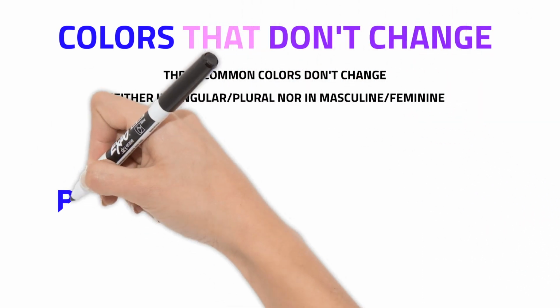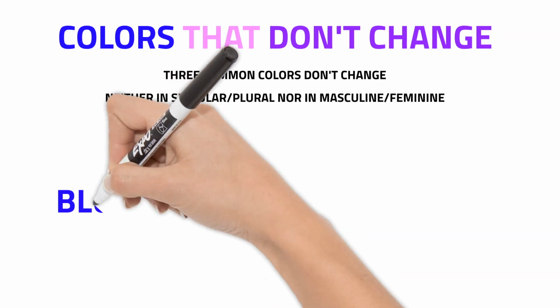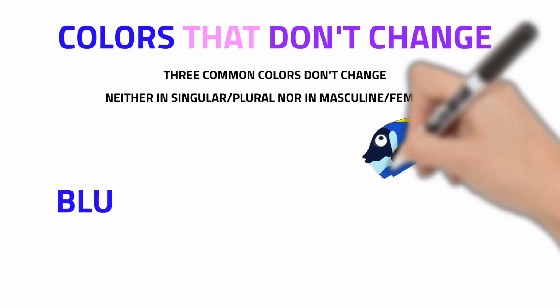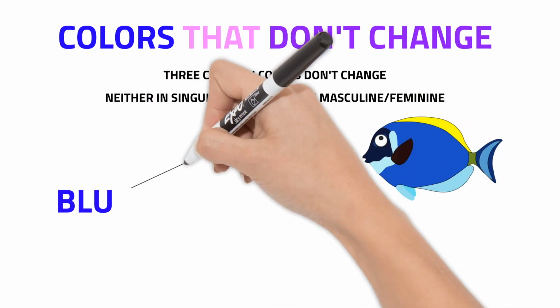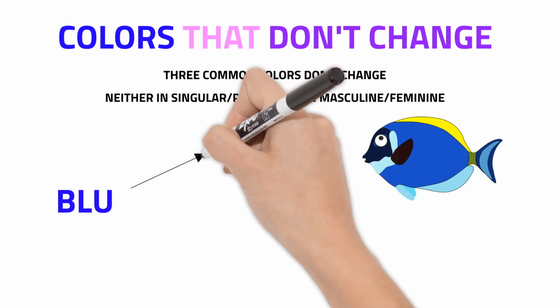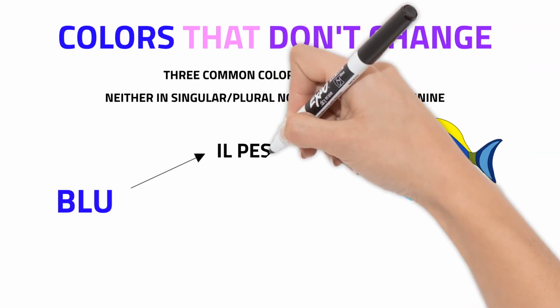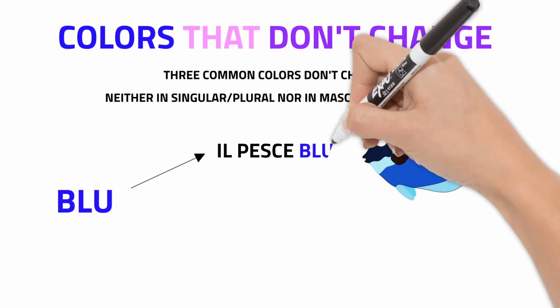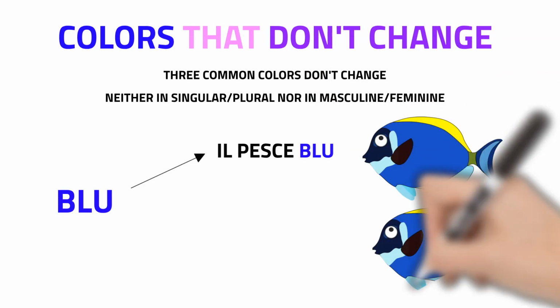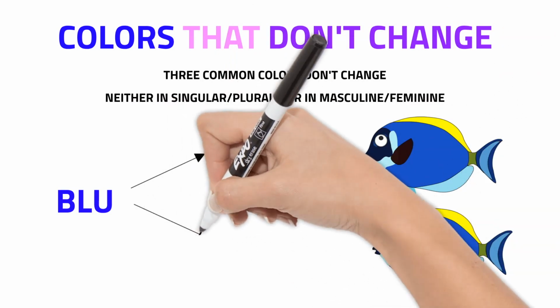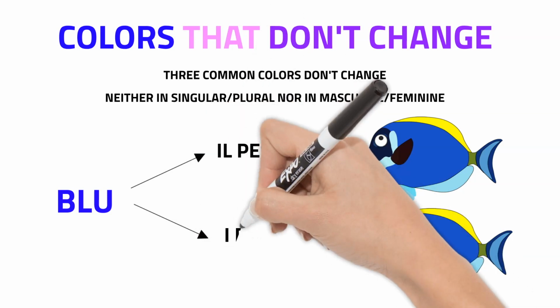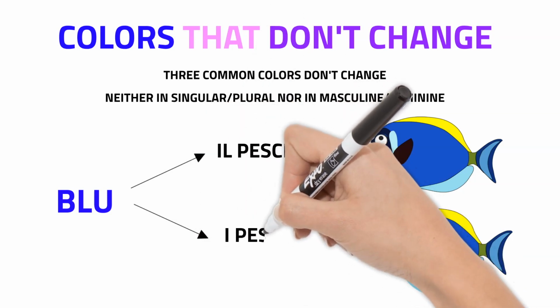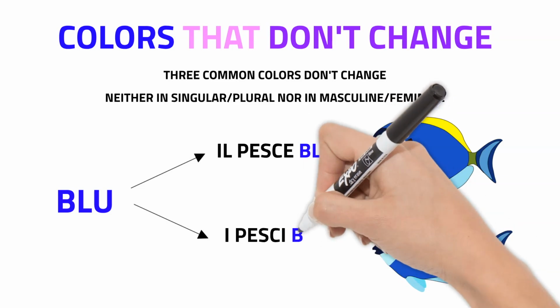The first one over here is blu, which means, of course, blue. Let's see. Here we have pesce. If we want to say the blue fish, we say il pesce blu. If we want to say two fish, so the blue fish, plural, we say i pesci. But then the color stays the same, blu, nothing changes.